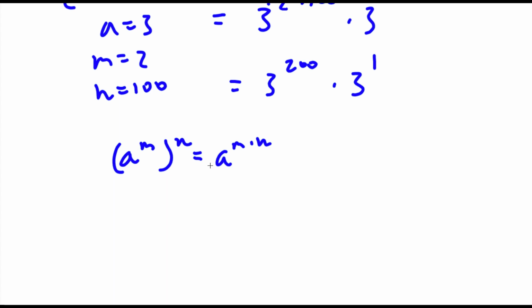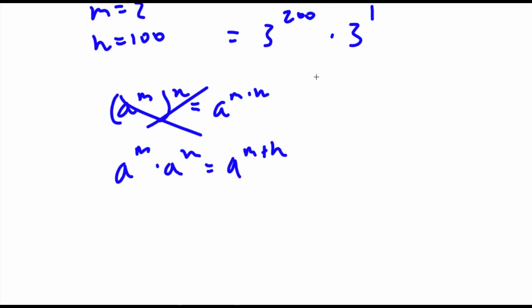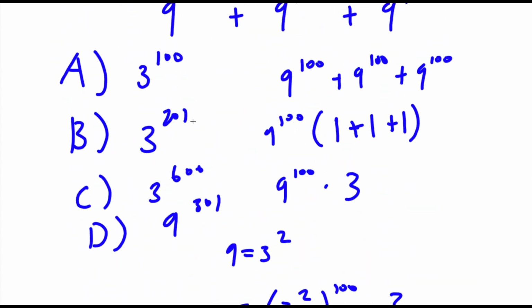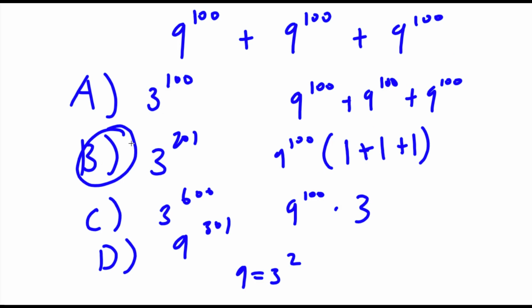And also, sorry, this is the wrong property. If I have something in the form a to the power of m times a to the power of n, this is equal to a to the power of m plus n. So 3 to the power of 200 times 3 to the power of 1, that's going to equal 3 to the power of 200 plus 1, which is equal to 3 to the power of 201. So the correct answer for this is going to be B.